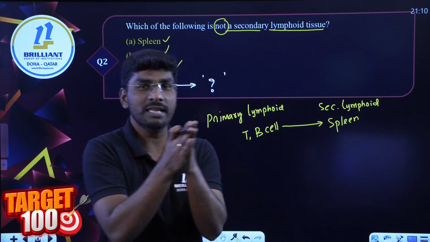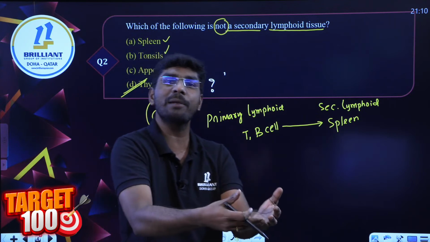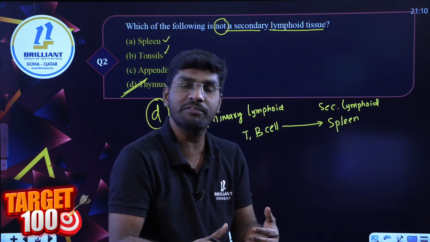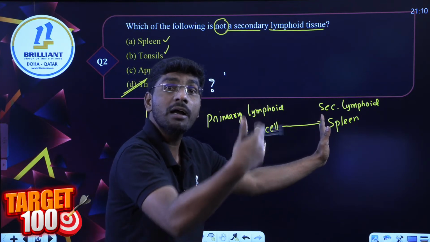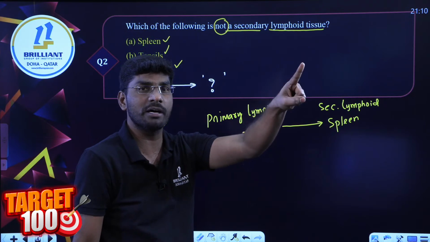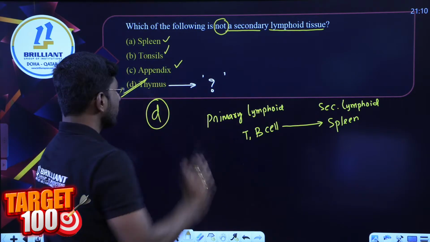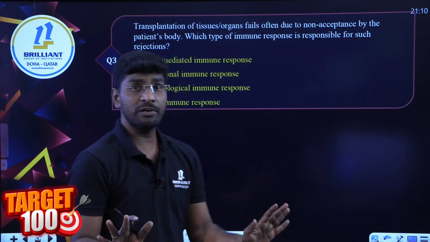Remember all of you, the thymus secretes this hormone. It is a bilobed gland that secretes the peptide hormone called thymosin, which is essential for the functional maturation of T lymphocytes. Remember, right? So the answer is what? Option D. Next question.